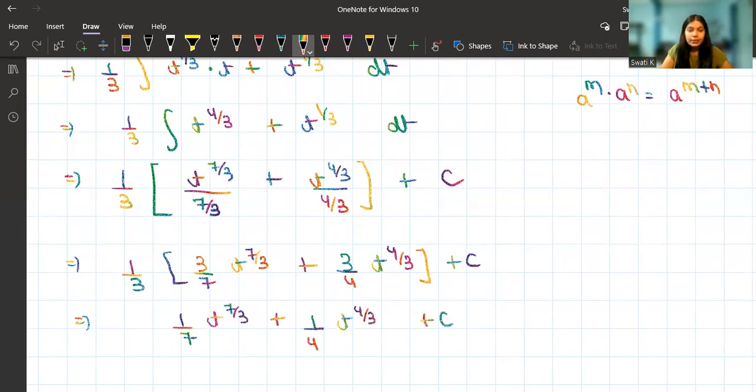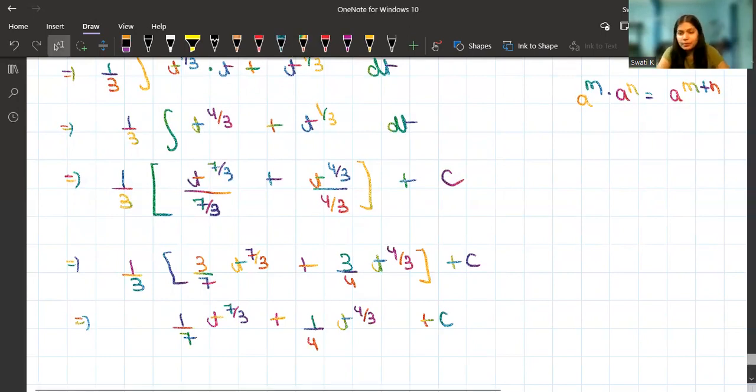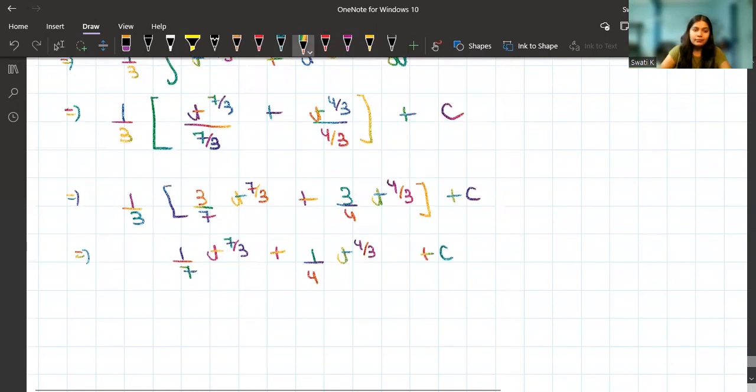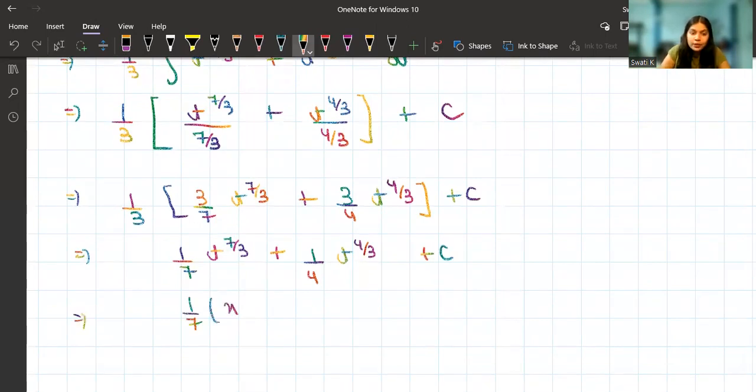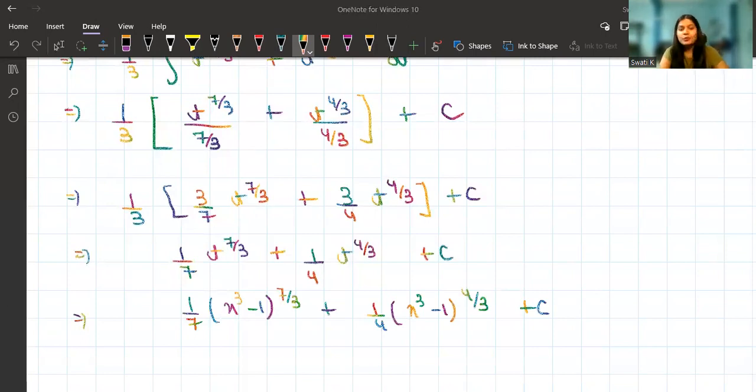Now what was the value of t that we had taken? We had taken t as x cube minus 1. So we simply have to put that back. So 1 upon 7, t was x cube minus 1, so x cube minus 1 raised to 7 upon 3 plus 1 upon 4 again x cube minus 1 raised to 4 upon 3 plus c. This is the answer. So we are done with the 12th question as well.